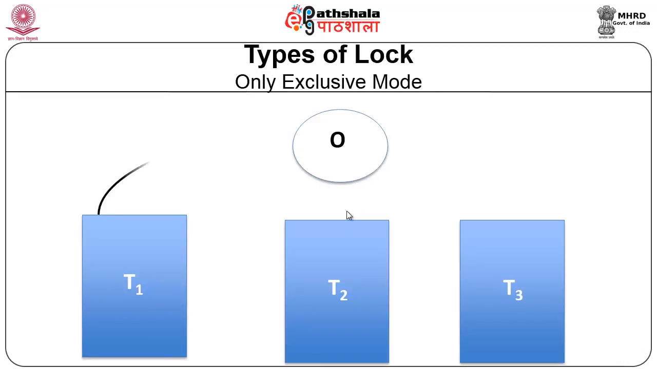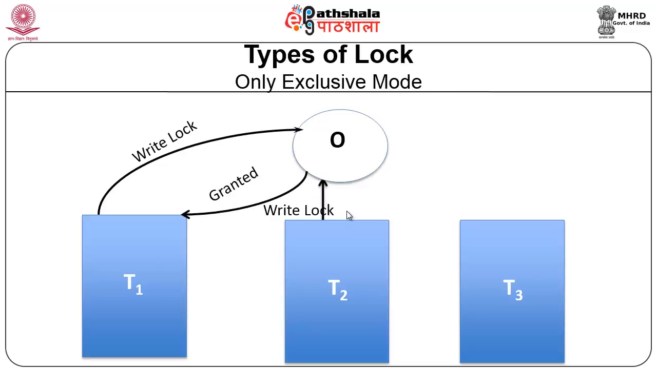For an exclusive mode lock, if transaction T1 has asked for a write lock, first time it will be granted. If now transaction T2 is asking for a write lock, it will be asked to wait, and similarly if transaction T3 is asking for a write lock, it will be asked to wait.